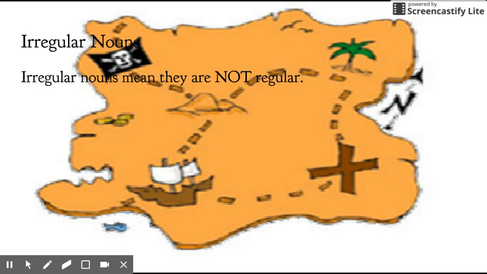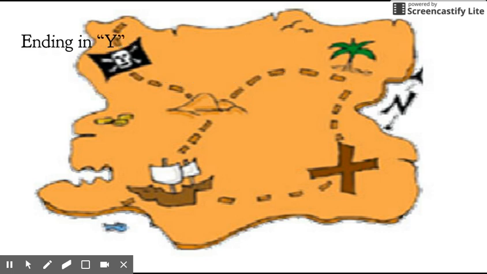If something is irregular, that morpheme, IR, means not. So it means they are not regular. This means the nouns where you will not just add an S or an ES to show that there's more than one of that specific noun. So you're going to want to make sure you write down all these different little categories so that you can remember these as we practice.